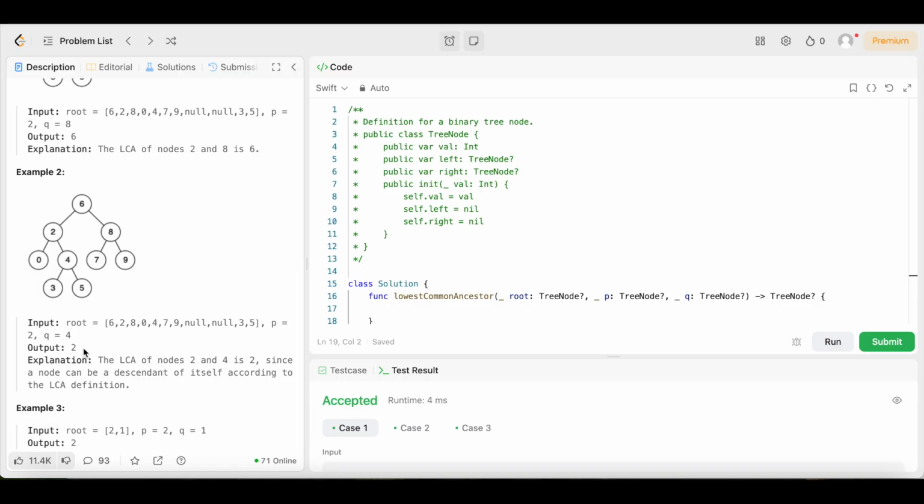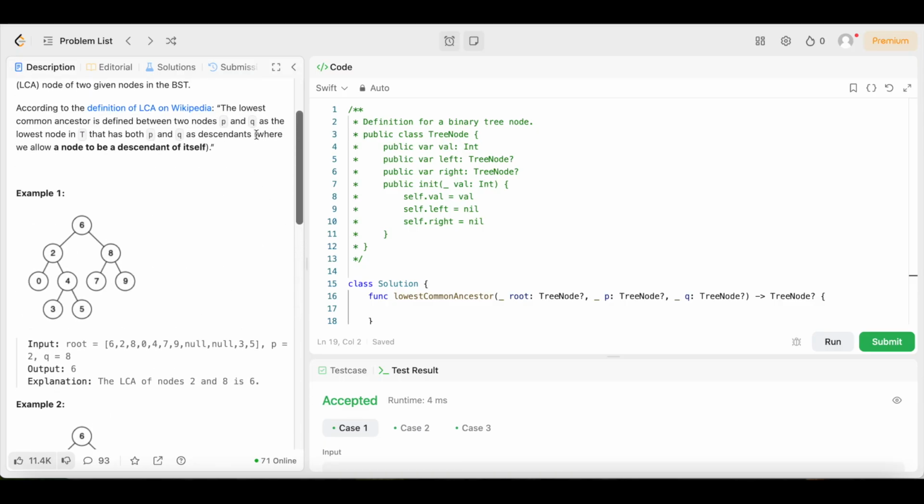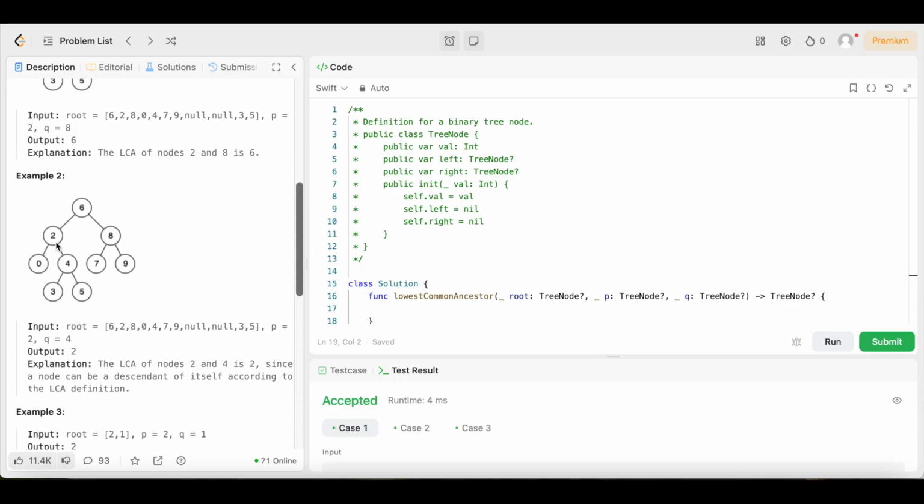So as we can see, the output is 2 because it says in the question where we allow a node to be a descendant of itself. So we're allowing 2 to be a descendant of itself, and it is the lowest common ancestor between 2 and 4, meaning they both have a common ancestor, and that common ancestor in this case is 2.